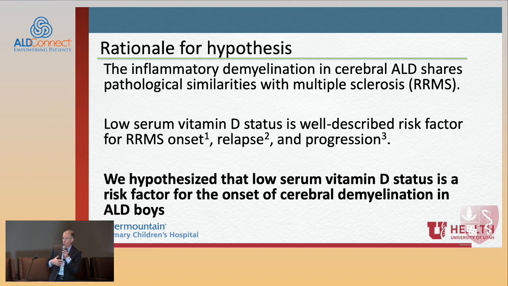if you think about demyelination, that's something that we heard about for multiple sclerosis. And with multiple sclerosis, there's a well-known association with vitamin D levels as a risk factor for something called the relapsing remitting form of multiple sclerosis. So is there something similar going on with cerebral ALD?